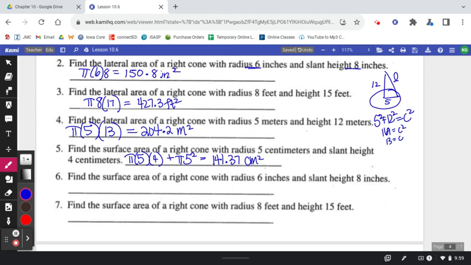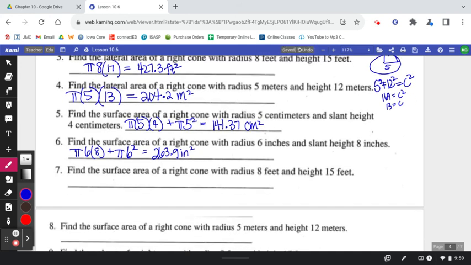Surface area of a right cone whose radius is 6 and slant height is 8. Pi 6 times 8 plus the base, which is a circle, pi r squared. 48 pi plus 36 pi, 263.9 inches squared.